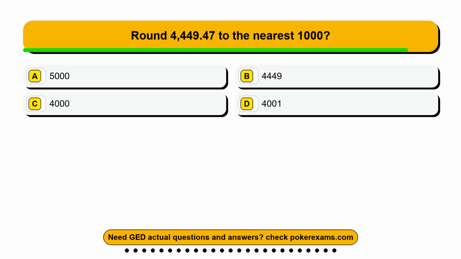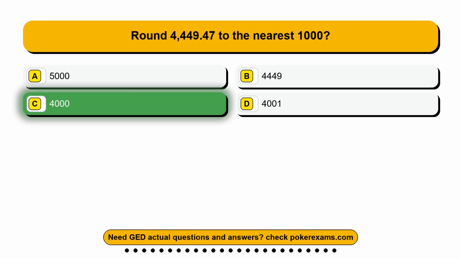Question 13. Round 4,449.47 to the nearest 1,000? Option A, 5,000. Option B, 4,449. Option C, 4,000. Option D, 4,001. The correct answer is option C, 4,000.